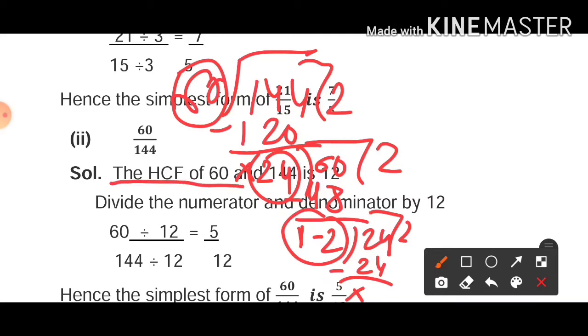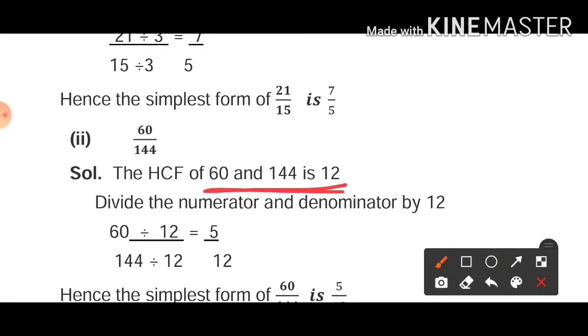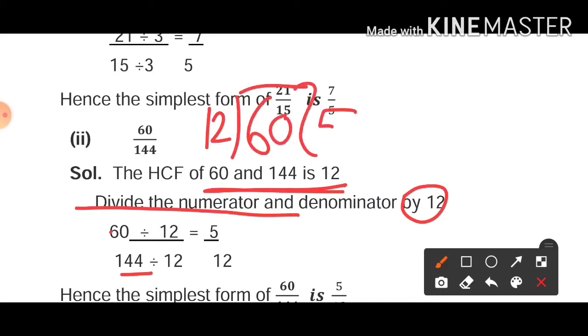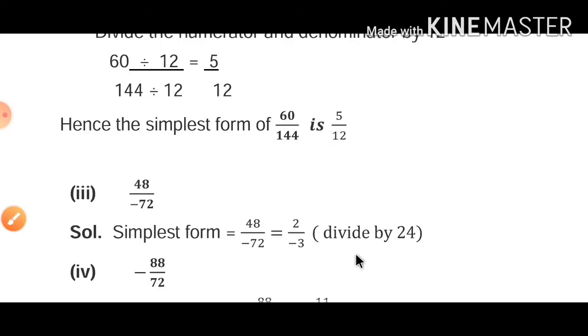This is the way to find the HCF. So here the HCF is 12. Now divide numerator and denominator by 12: 60 divided by 12 and 144 divided by 12. If you divide 60 by 12, 12 fives are 60, so the answer is 5. And 144 divided by 12 gives 12. So 5 by 12 is the simplest or the lowest form of 60 by 144. Here you have to divide both numerator and denominator by the same number only.